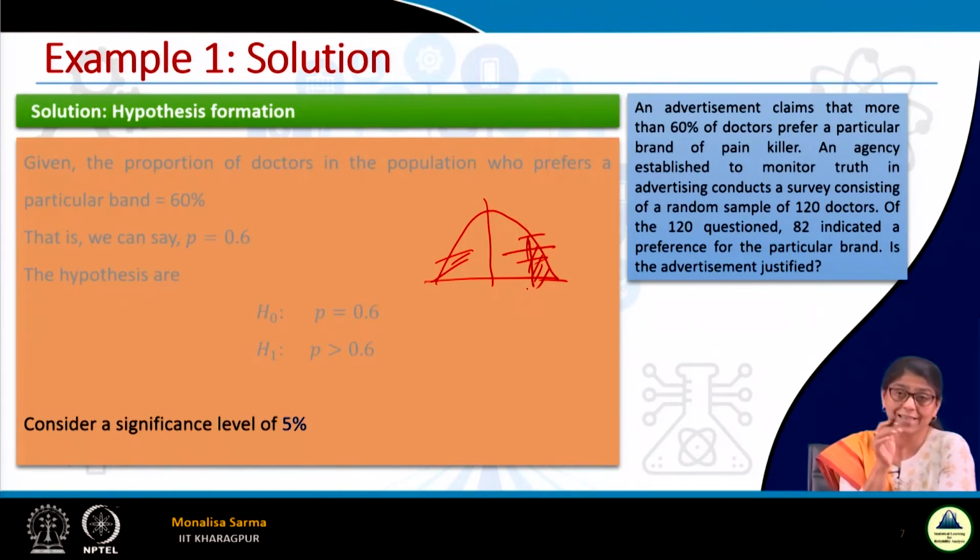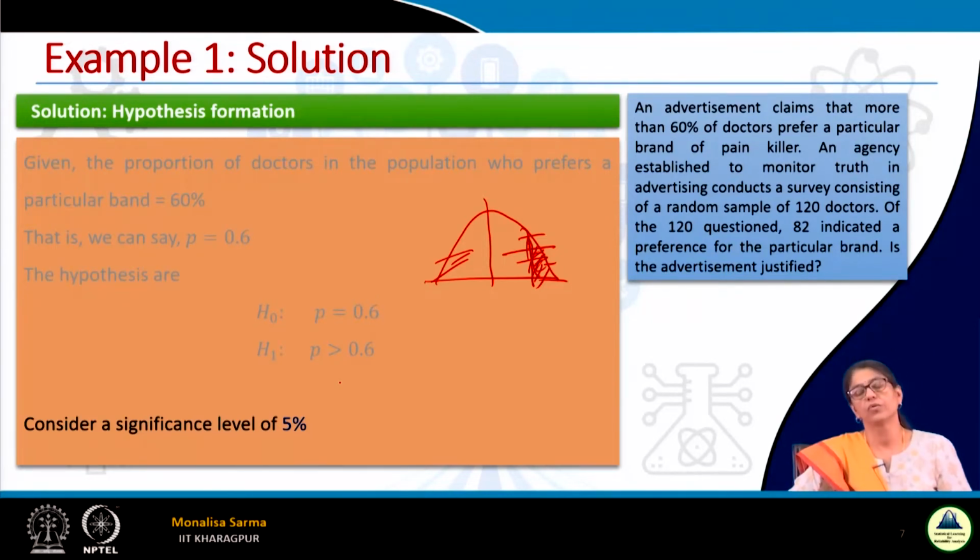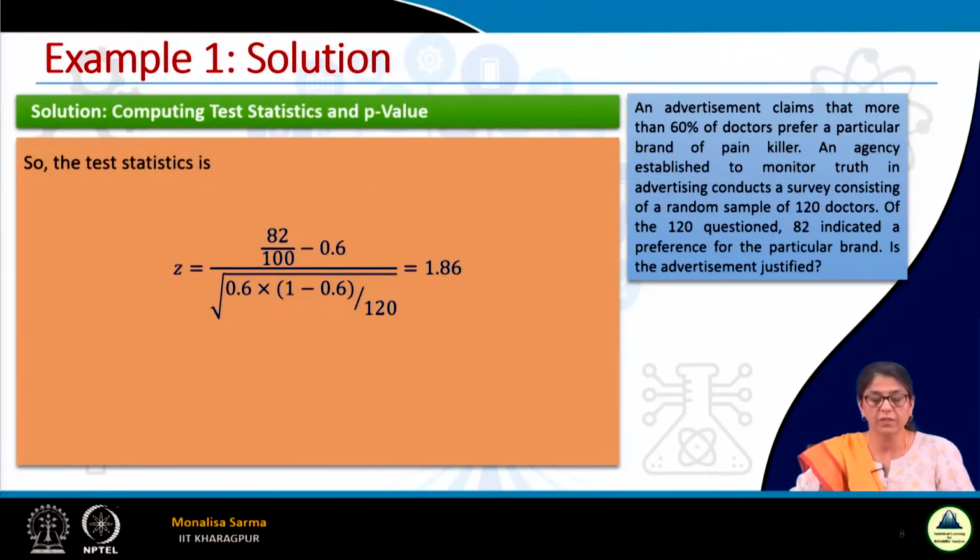Because our null hypothesis is less than or equal to, isn't it? If the alternate is greater, what is our null hypothesis? The null hypothesis is basically less than or equal to. So if we get a value which is much greater, that means in the upper tail, then we can say the null hypothesis is rejected. So this is the case, p greater than 0.6, with a significance level of 5%. So we have to find the rejection region in the upper tail. We will definitely be using the Z statistic here.